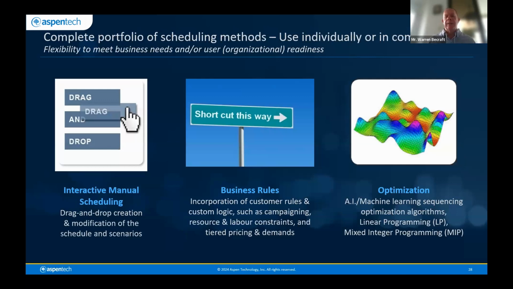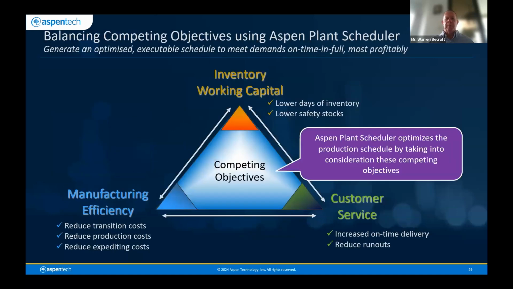And we want to optimize the schedule. So we have everything from the interactive manual scheduling, dragging and dropping to create a new schedule, seeing the simulated results, through the use of business rules such as product wheels, campaigning, labor constraints, tiered pricing, to full-blown optimization using AI, machine learning, sequencing optimization algorithms, linear programming, or mixed integer programming.